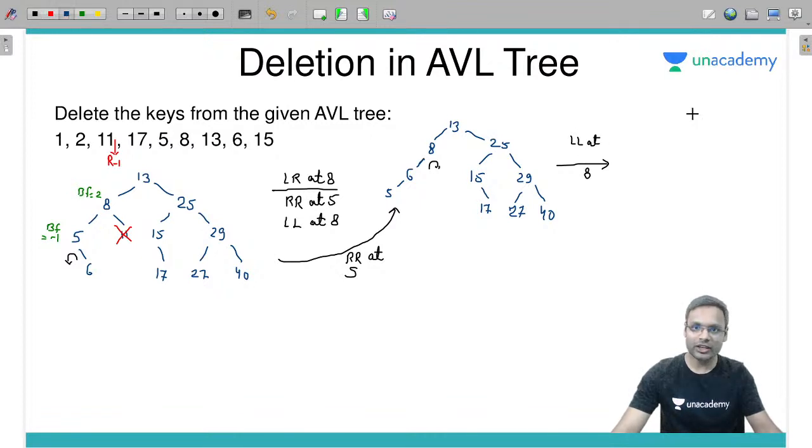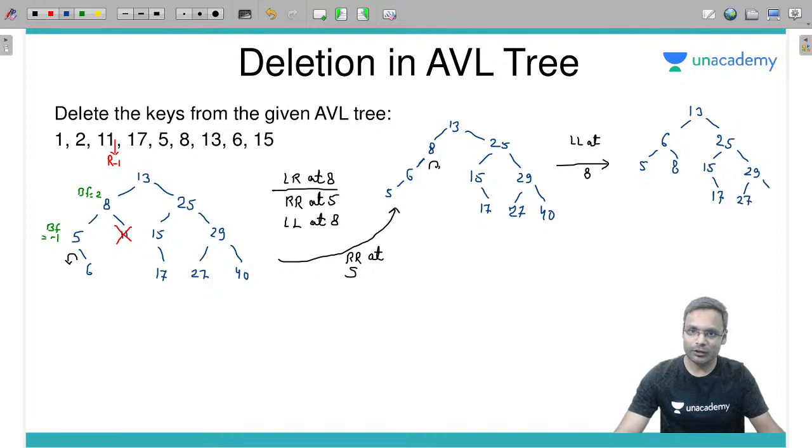So the final tree after rotation will be 13 in the left, 6 left, 5 right, 8, 25, 15, 17, 29, 27 and 40. Tree is balanced now. From this particular tree, now we will have to delete a few more nodes.